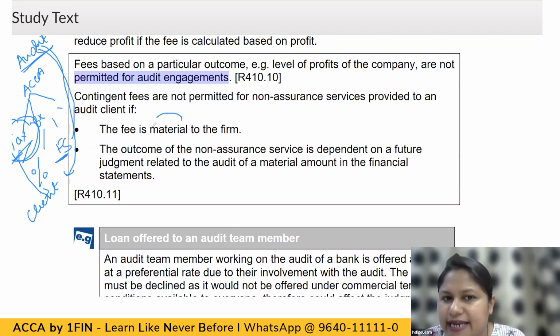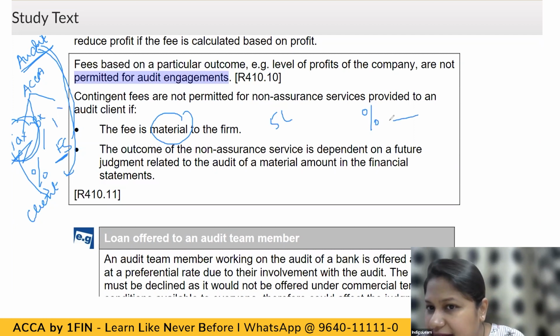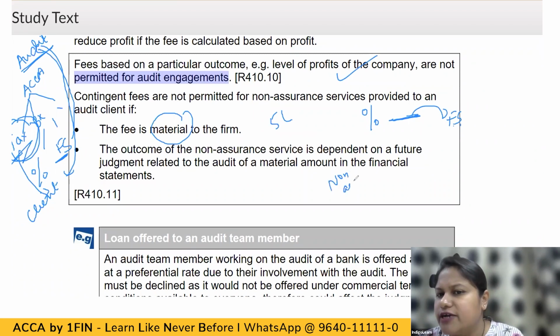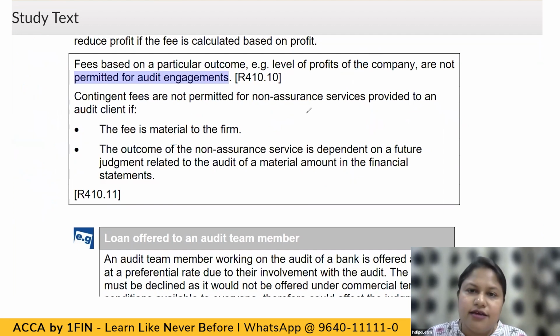Okay. So if it is a material amount, so assume it is some 5 lakhs, 10 lakh, depending upon the materiality of the amount. And this non-assurance service is dependent upon some percentage. And the criteria is somewhere connected to the financial statement. Then obviously it will have impact on the audit also. Correct? So they say both. Assurance engagement also, don't keep percentage on the LE element. And non-assurance also, you please do not give it anything on percentage if that amount is really material. Got it? Yes.